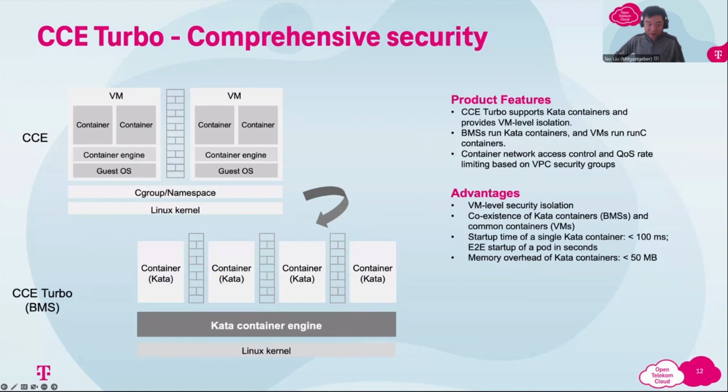Comprehensive security. CCE Turbo supports both VMs and BMS as work nodes. VMs use the runC containers, while BMS uses the Kata containers. The Kata containers on BMS can provide VM-level isolation. In addition to this, thanks to the single-layer container network, access control and QoS rate limiting are based on VPC security groups. It also improves the security level.